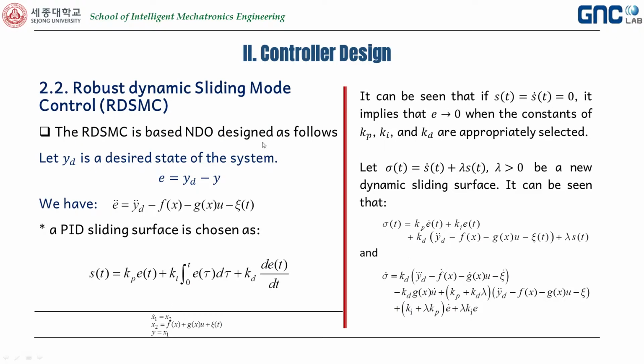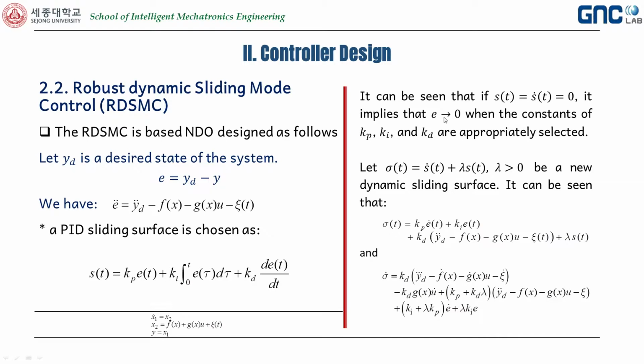The second one, a robust dynamic sliding mode control, is designed by this procedure. Let yd be the desired state of the system. So we have the error state. The error is computed by this formula, and we also compute the second derivative of the error, equal to this formula. A PID sliding surface is chosen as follows. This one is the PID sliding surface.